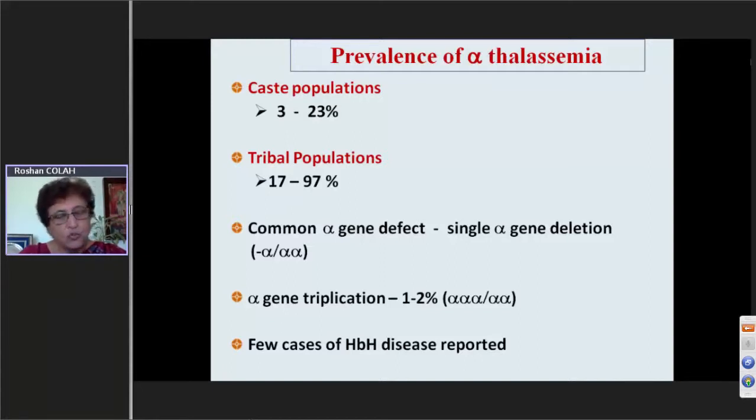We also see 1 to 2% of cases who have a triplicated alpha gene. And a few cases of hemoglobin H disease, which are generally due to a defect in 3 of the alpha genes, are reported from time to time.